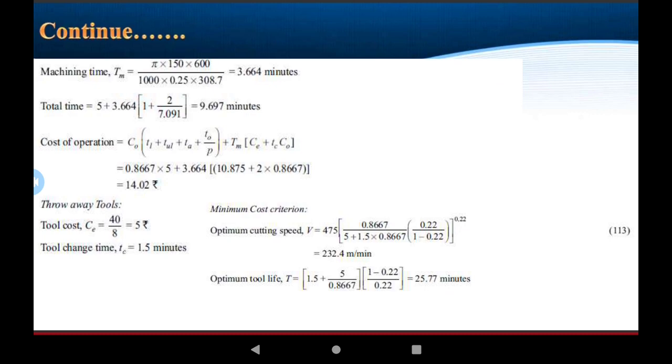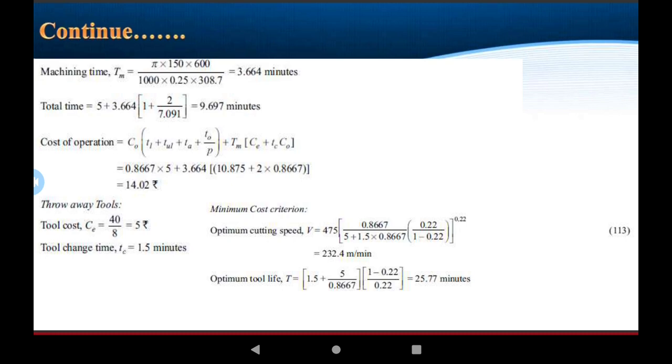Okay, now for the tools, using this formula, the tool cost C is the small value for the tool cost over the overhead of the tool, which is 40 rupees upon the number of tools, 8 per hour, 5 rupees, and the tool change time TC is 1.5 minutes.